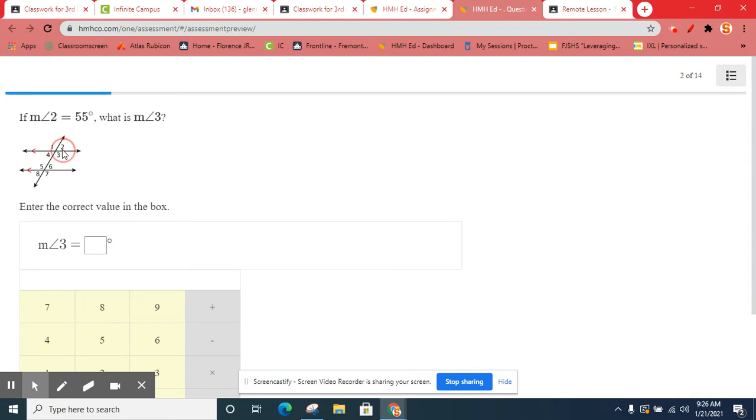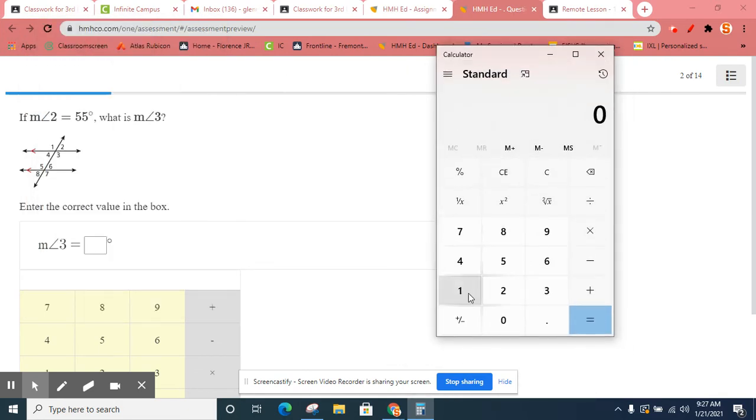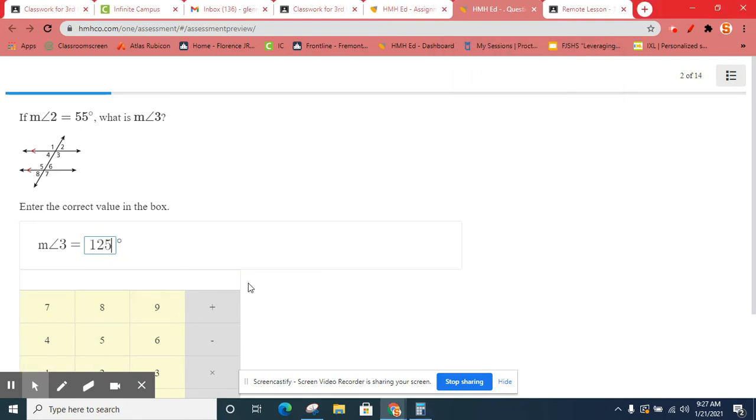Now, angle 2 here is 55 degrees. What is the angle measure of angle 3? Again, these are supplementary angles. Together, they make a straight line. So if you want to grab a calculator, take your 180 and subtract the other side, 55, and what's left over should be what angle 3 represents. All right, keeping it moving here.